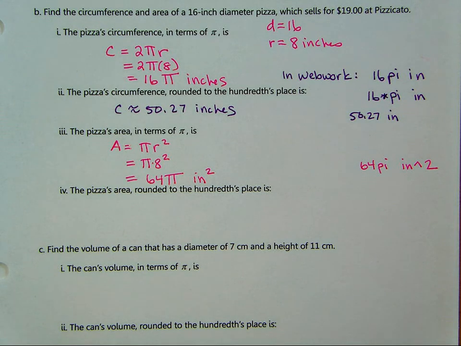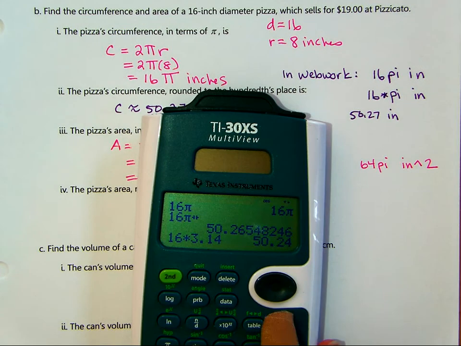Okay, so that's what it means in terms of pi. Then we're going to round it. We wouldn't use this in real life. If someone wants to know what area of pizza we are actually getting, we wouldn't say 64 pi square inches. This is more of a pure mathematician answer. This is more of a word problem answer. Let's go ahead and calculate that.